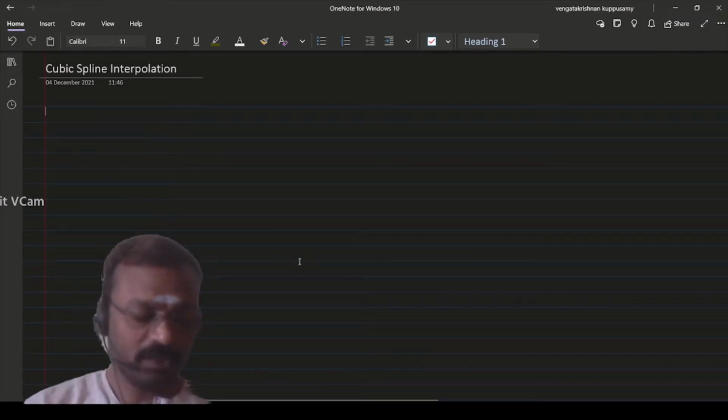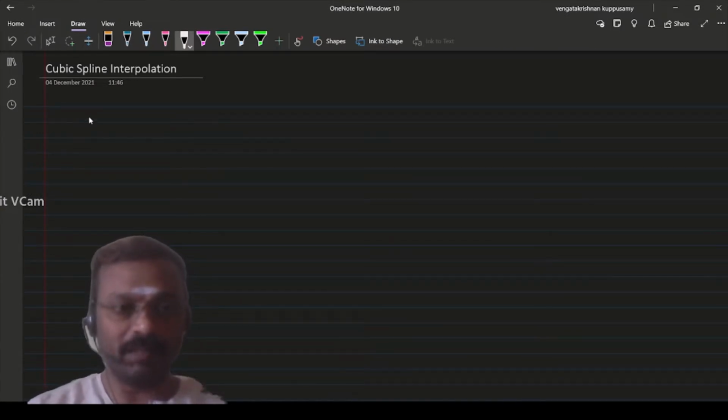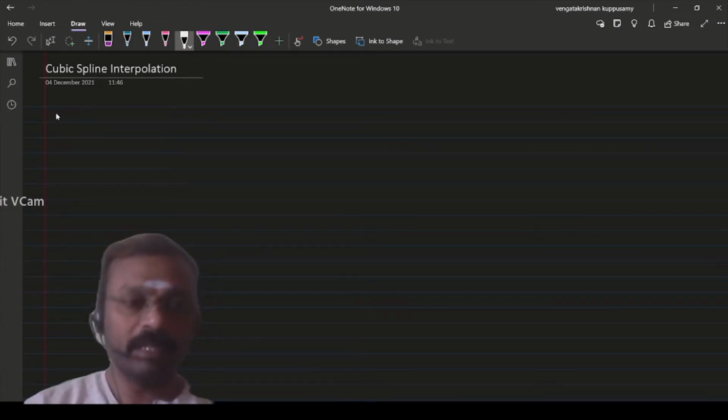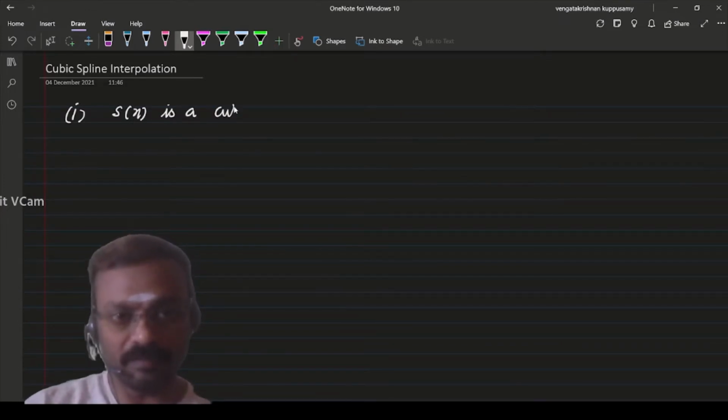Okay, dear learners, today we shall be constructing a cubic spline interpolating polynomial. A cubic spline is a piecewise polynomial that satisfies the following conditions. The first one being S of x is a cubic polynomial, or we can say is a polynomial of degree less than or equal to 3.